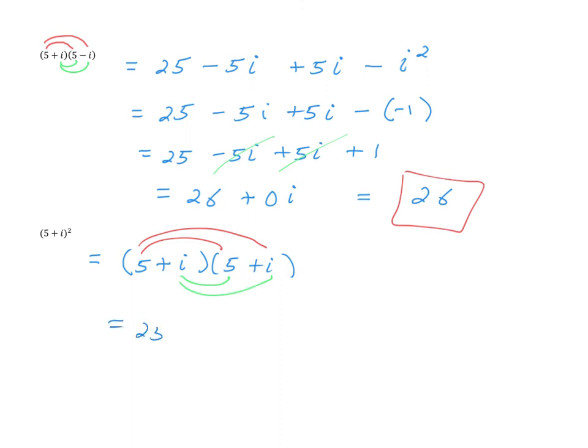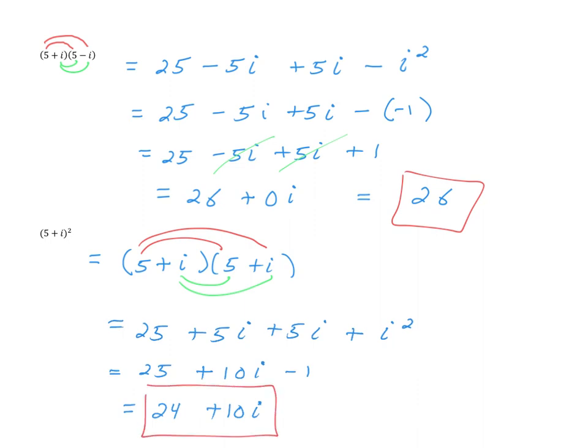5 times 5 is 25. 5 times i is 5i. i times 5 is also 5i. And then i times i is i squared. This is really 25 plus 10i, and then i squared is negative 1, and it just remains negative 1. If I combine like terms, 25 minus 1 is 24, and nothing combines. I only have 10i. And this is my answer. Just something to be careful with: if you see a squared here, it doesn't mean just square the 5 and the i. I'd suggest rewriting it and then distributing out each term.